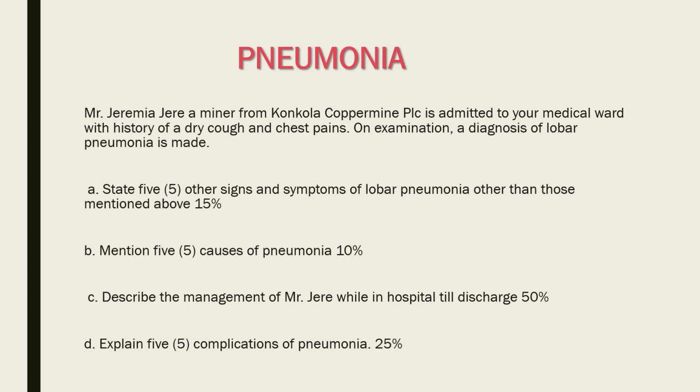Right, the last question says, explain 5 complications of pneumonia. So the complications of pneumonia: one, we've got what is called empyema, septicemia, and the pleural effusion, and others. Now, from what has been given, we are told to explain 5, so you need to explain. Those are the summary you can add on.